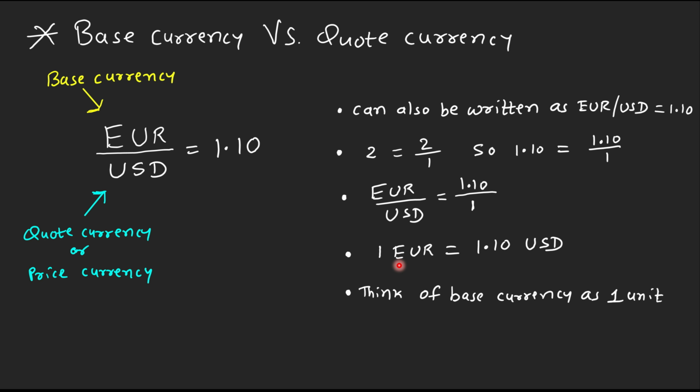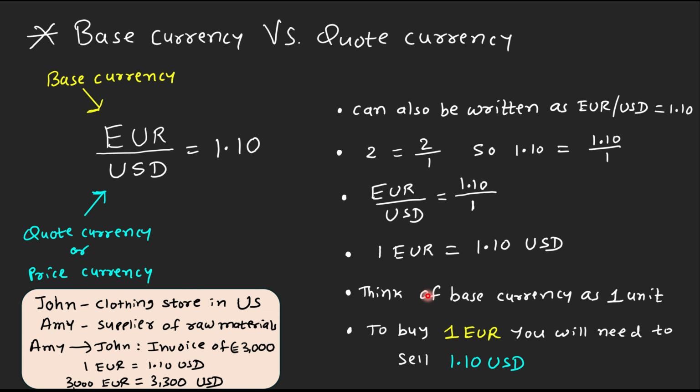Okay, so think of the base currency as 1 unit. So EUR, just consider it as a unit. So to buy 1 euro, you will need to sell 1.10 US dollars. Okay, so that's how you read it. And we can look into an example here.